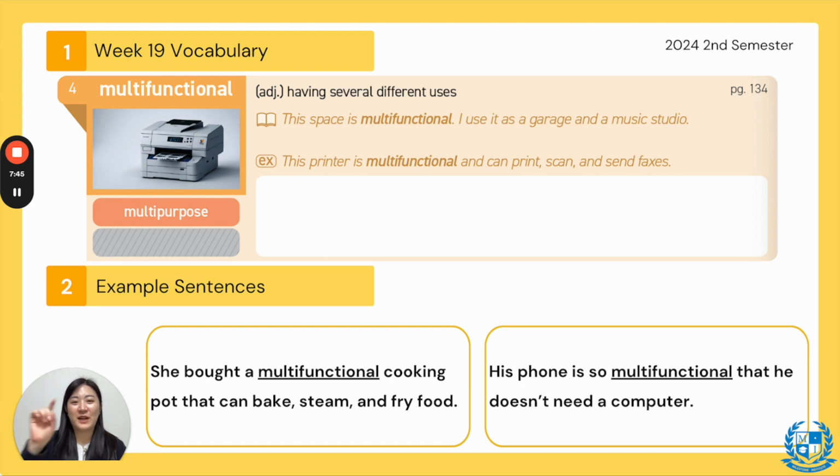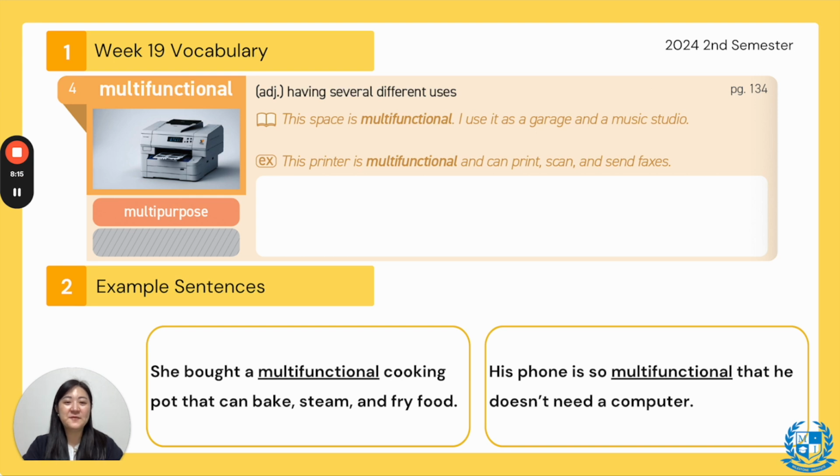Example, let's read together. This printer is multifunctional and can print, scan, and send faxes. Ooh, M.I. also has a very multifunctional printer in the little room that can do all of those things too. Here, it says, she bought a multifunctional cooking pot that can bake, steam, and fry food. Whoa, that must be some very heavy-duty pot.